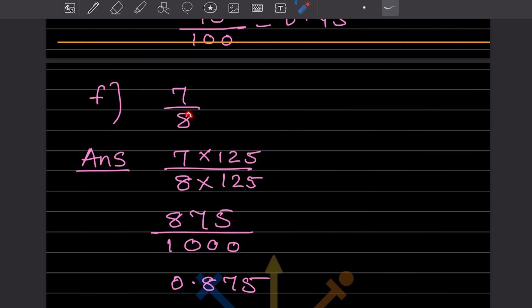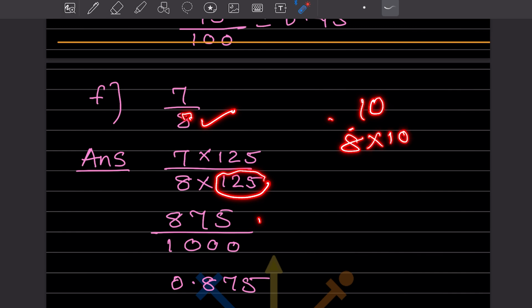Now look at here. This looks like a different number. But actually when you multiply by 125, you get 1000, because 10 is not possible here. If you multiply it by 10, it is going to be 80. If you multiply this by 100, it is going to be 800. But when you multiply this by 125, that is going to be 1000.